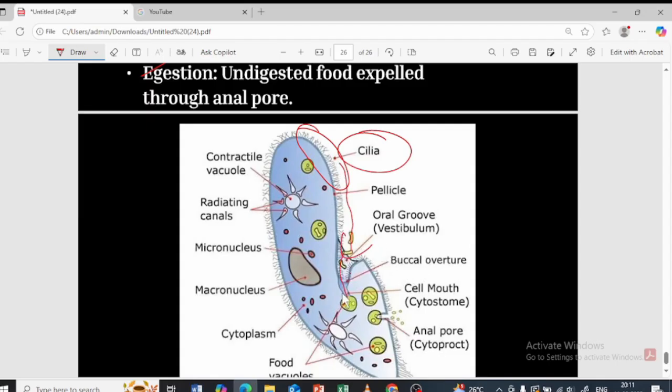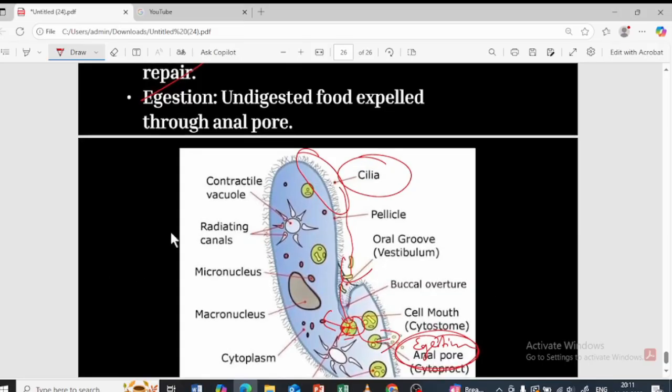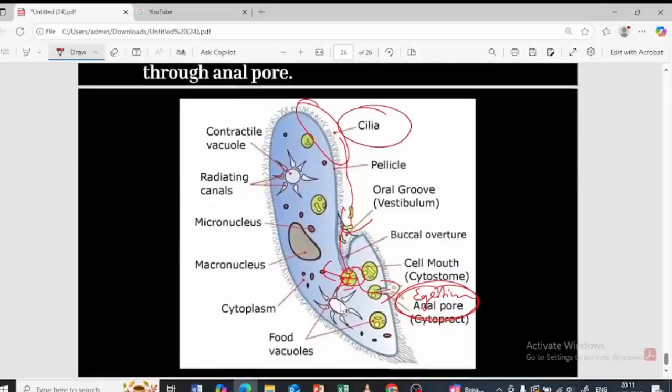And then what happens, this food enters into the cell mouth, and then inside the food vacuole it is going to be broken down, and the digested food is going to move to the cytoplasm, called absorption. Then that digested food is used up by the body, that is called what, assimilation. And the undigested food is removed out of the body through the anal pore, and that process is called egestion. So the same thing here, the cilia is present, oral groove is present, rest everything is the same as that of the amoeba.